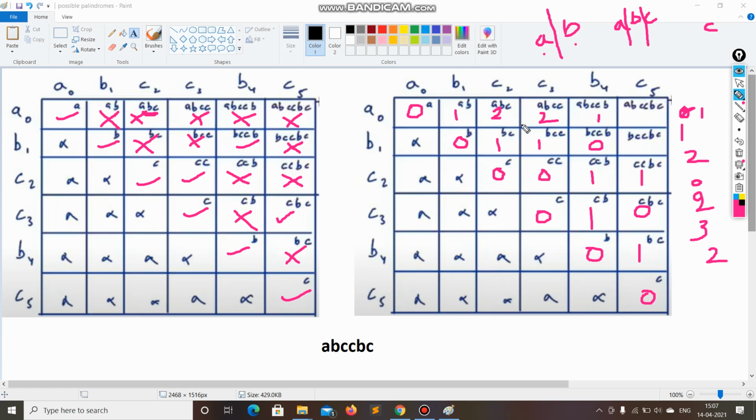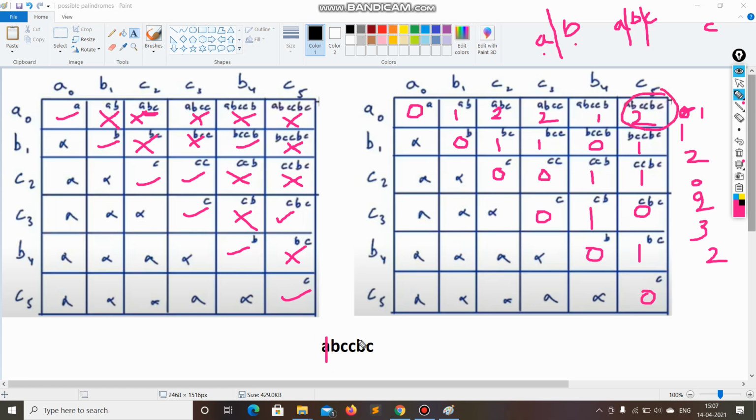And here also, 0 plus 1, 1. 1 plus 1, 1 plus 1. 0 plus 0, 0. So what is the minimum? 0. So 0 plus 1, 1. Here, 0 plus 1, 1. 1 plus 1, 2. 2 plus 0, 2. 2 plus 1, 3. 1 plus 1, 1 plus 0, 1. So what are the minimum cuts? 2. You require 2 cuts here.